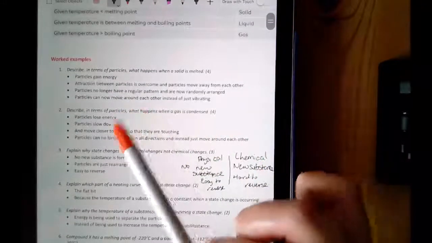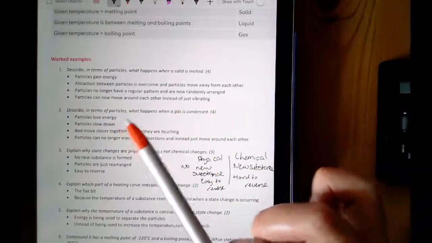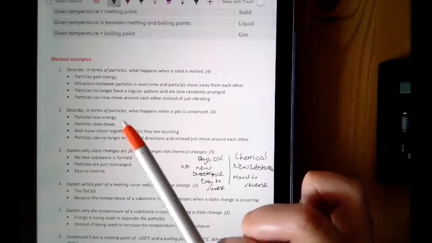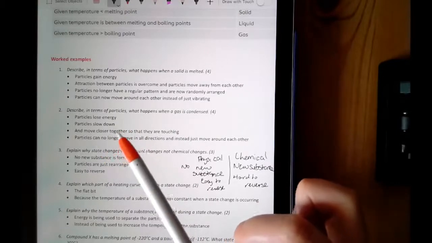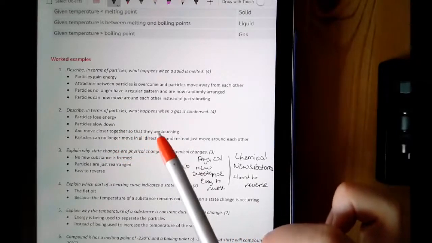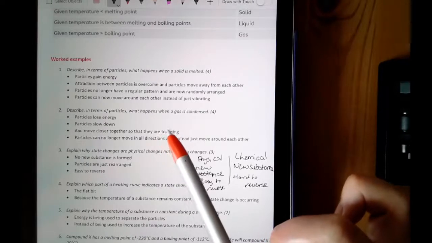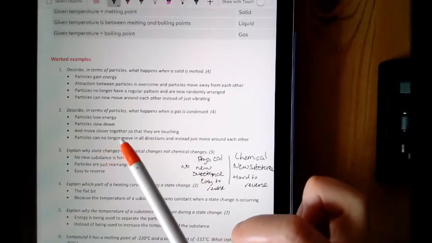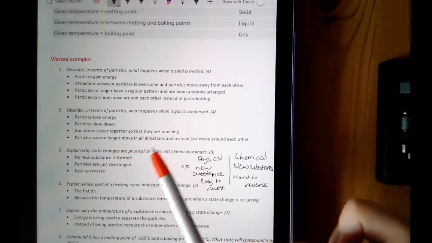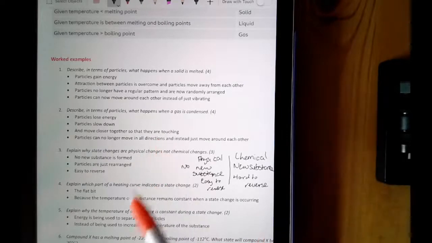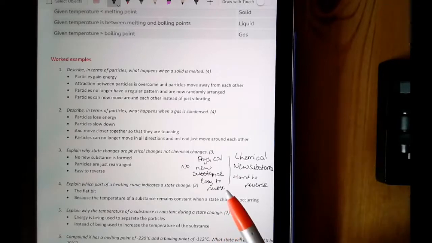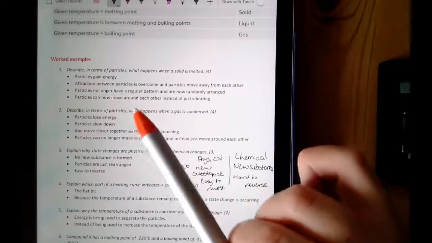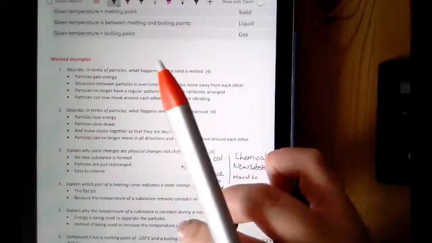For 4, I asked you to describe what happens when a liquid freezes. So you're going to use worked example 2. When you're freezing a liquid, the particles will lose energy and slow down. They'll move closer together so that they're now in a fixed pattern and a regular arrangement. The particles can no longer move around each other. The particles can now only vibrate. So if you're going from a liquid to a solid, describe the change in arrangement, describe the change in movement, and tell me the particles are losing energy and they are slowing down.